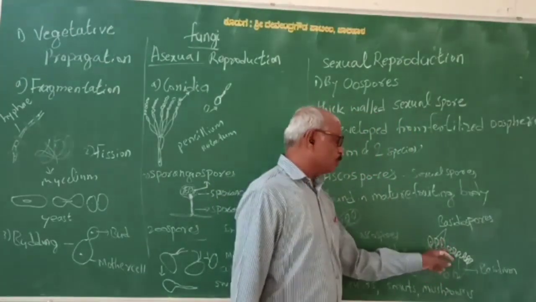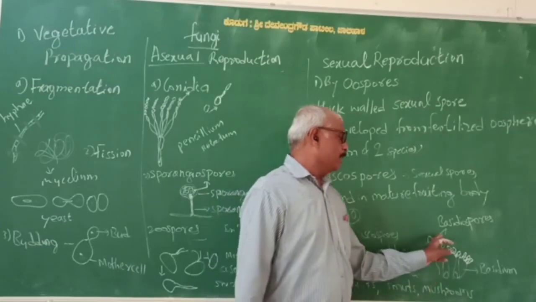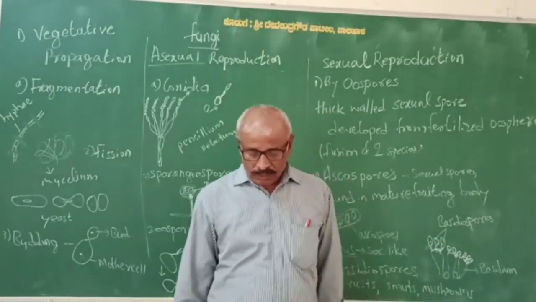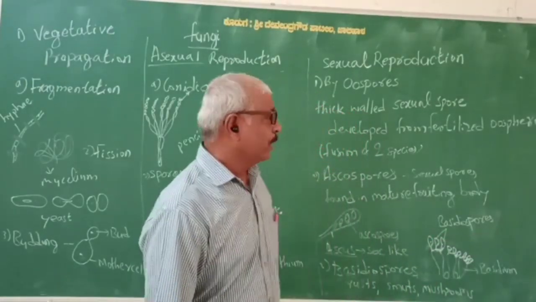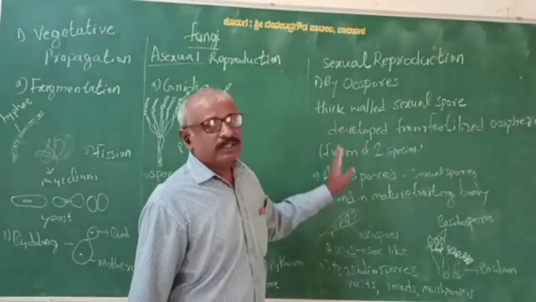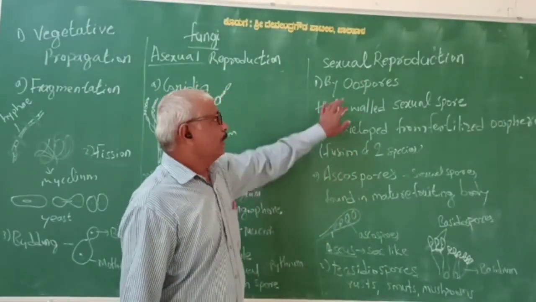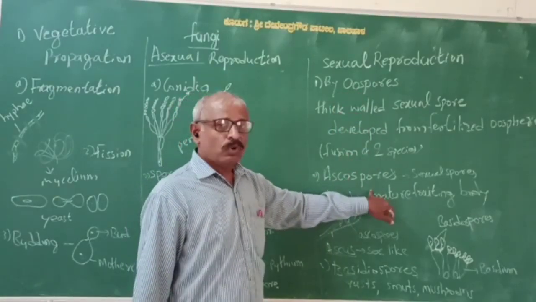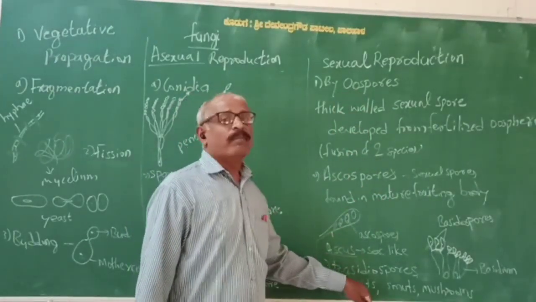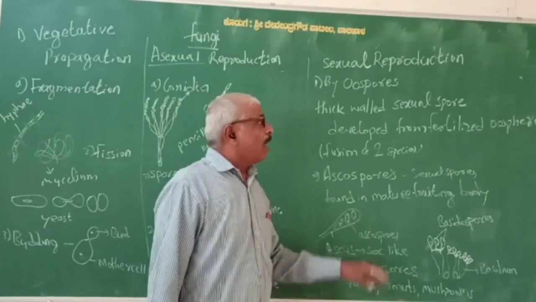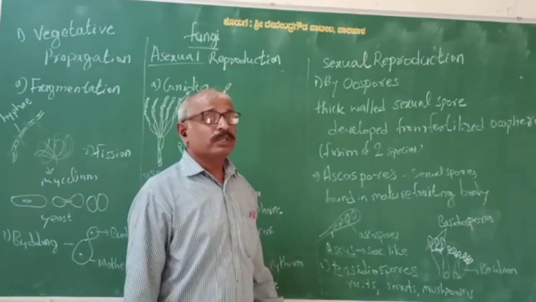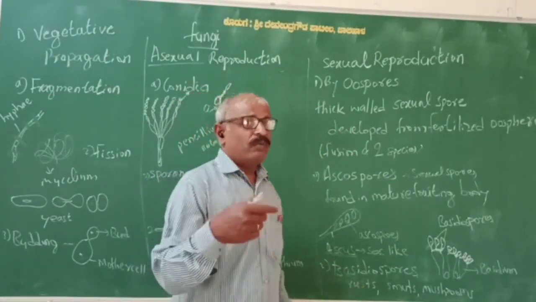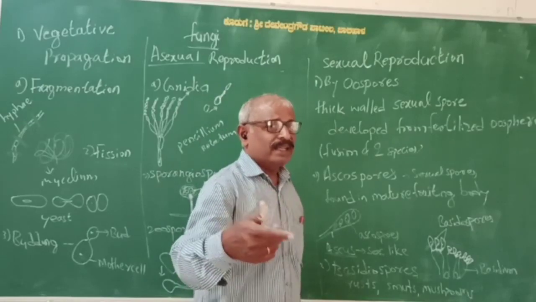Basidiospores are formed inside the basidium, and each basidiospore develops into a new organism. So these are the different kinds of sexual reproduction: by oospores, ascospores, or basidiospores. How sexual reproduction actually takes place, we are going to see in the next clip.